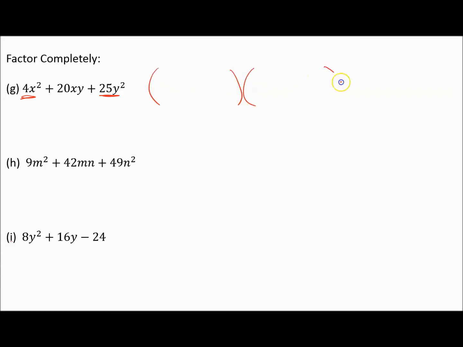And that is, whatever this sign is, goes here and here. All right, the square root of 4x squared is 2x. That goes in the first position. The square root of 25y squared is 5y. That goes in the second position. And you multiply it out just to see if you get 20xy. So the next step I'm checking.